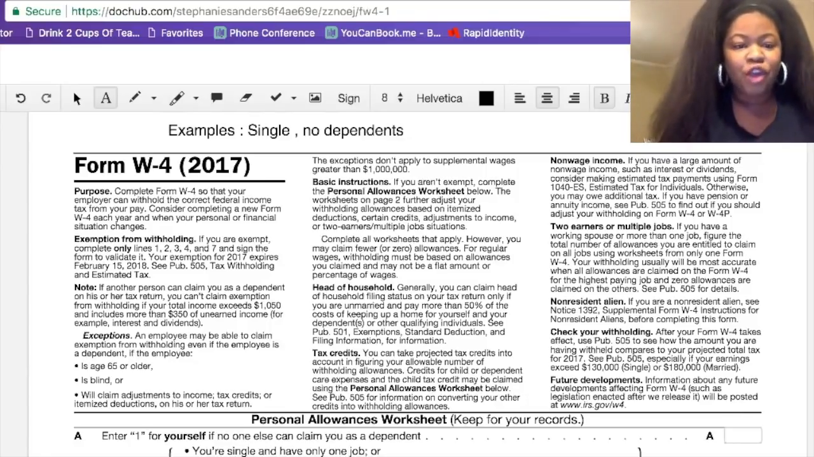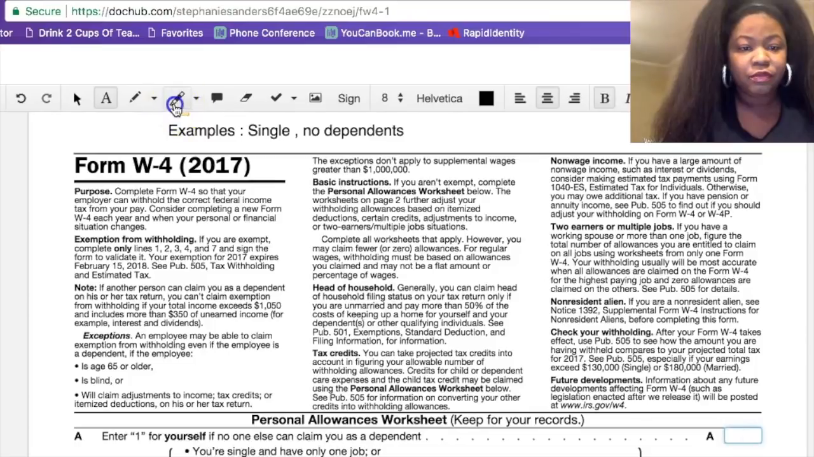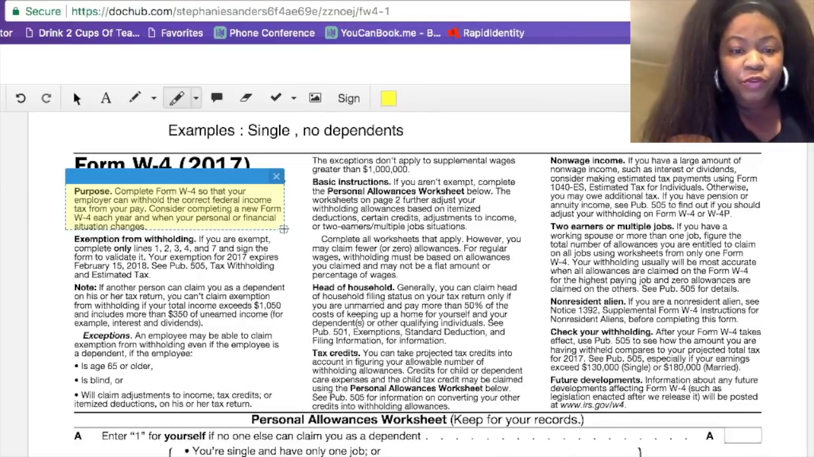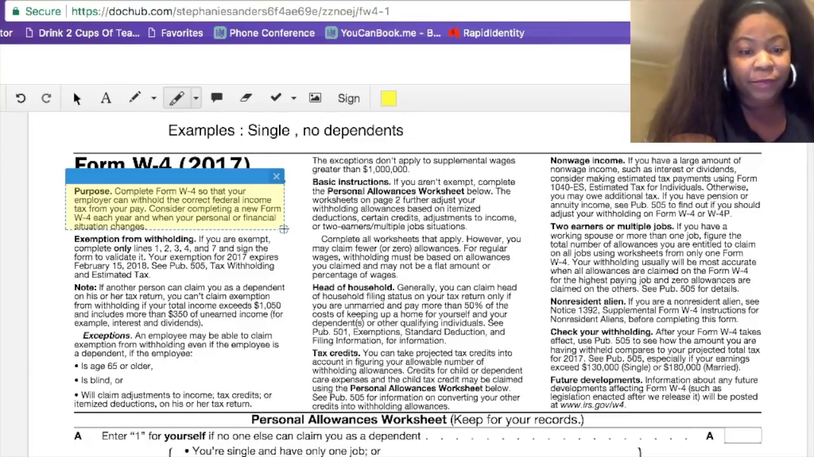I would like to start with our purpose. Complete Form W-4 so that your employer can withhold the correct federal income tax from your pay. Consider completing a new Form W-4 each year and when your personal or financial situation changes.